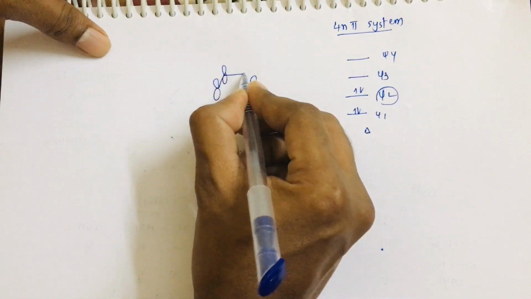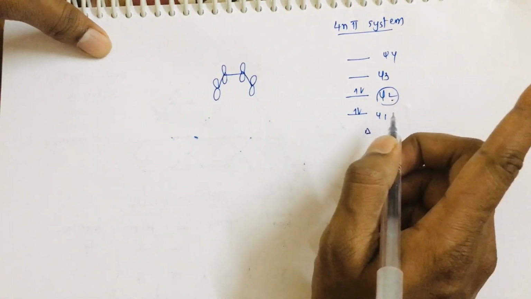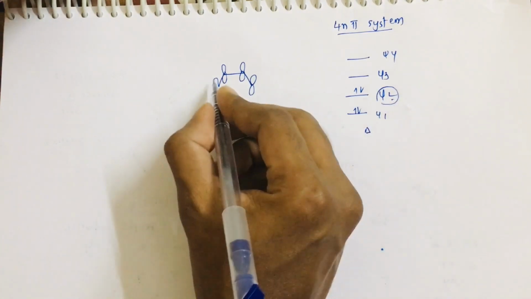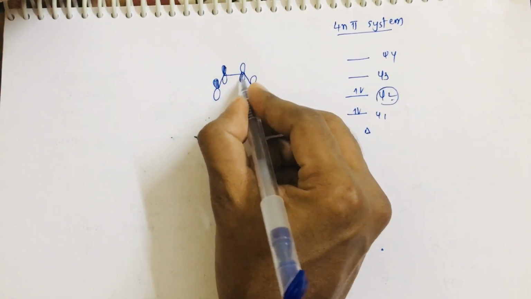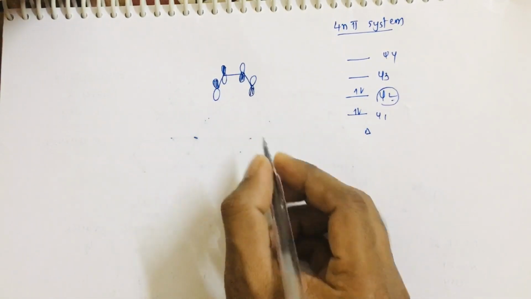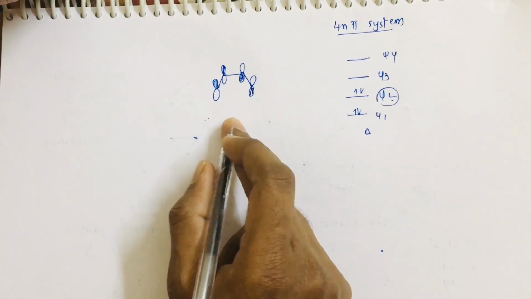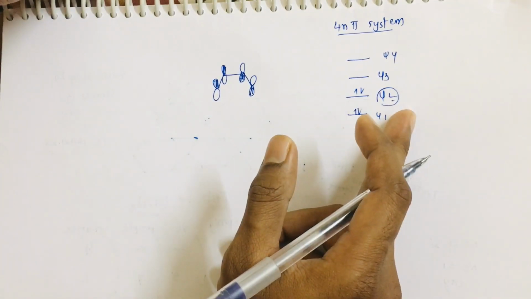Like this, we will keep lobes. And what is the psi 2? Psi 2 means there should be one nodal plane and one C2 axis of symmetry, right? So 2 up and 2 down. So this is the molecule, like the wave function. This is the arrangement for this psi 2 wave function.